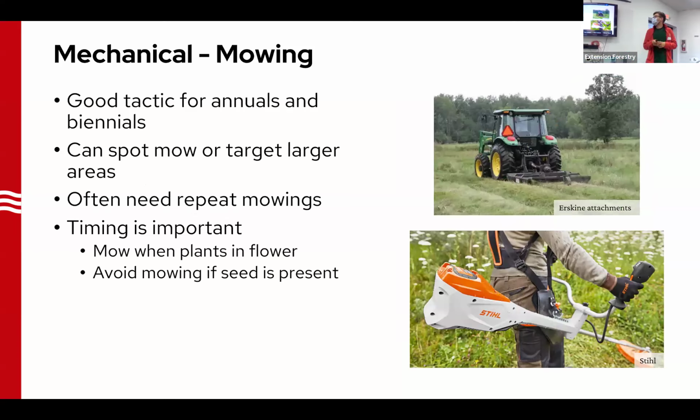Mowing, this is a good tactic for annuals and biennials. We can do spot mowing using brush trimmers. We can mow larger areas with UTVs and ATVs. Timing is going to be really important. We want to really target plants when they're just about to flower or in flower. We want to avoid mowing if there is seed present, because that's just going to fling seed all across the property.